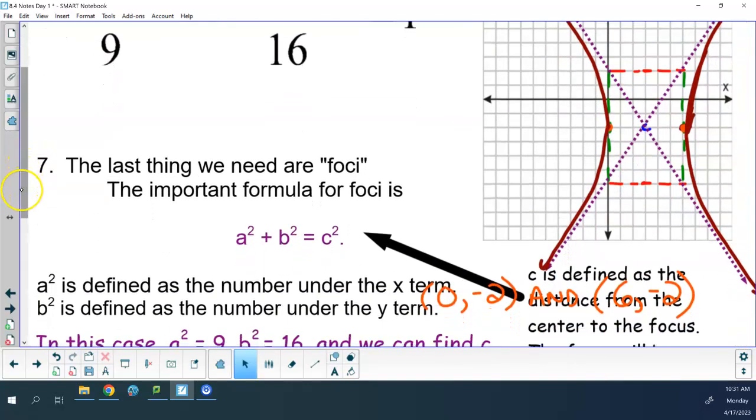Just like, oops, that one got brought in there too. Sorry about that.